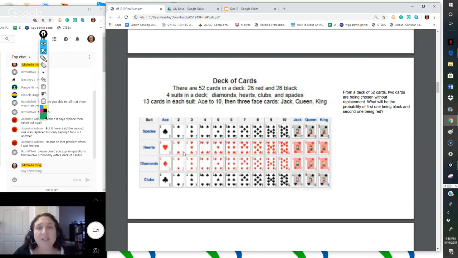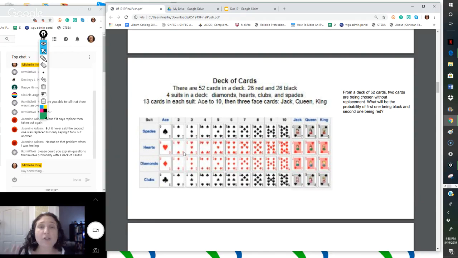The reason why we play the game is because I want you to learn the deck of cards. So this is kind of the saying that I wrote. There are 52 cards in a deck, 26 red and 26 black. This is how you can think of it. Each one of those cards could be a letter of the alphabet. There's 26 letters of the alphabet. So there's 26 red cards and 26 black cards. When you add that up, you get 52.